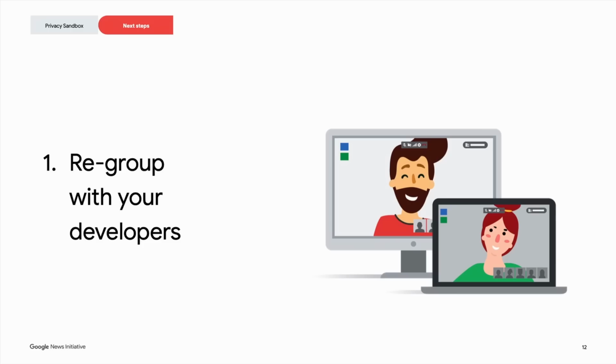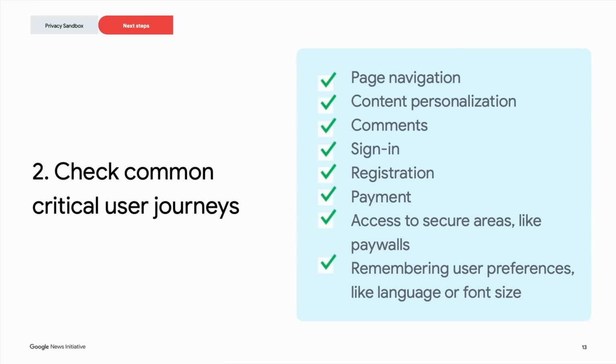The tool offers a great starting point to work with your own developers and third parties to discuss your third-party cookies and make a plan for moving forward in a scenario where third-party cookies might not be available anymore. So, as a next step, we recommend double-checking common user journeys on your site that may be impacted by the upcoming changes. These include things like page navigation, content personalization, comments, different types of sign-ins or registrations, payments, and access to secure areas like paywalls.